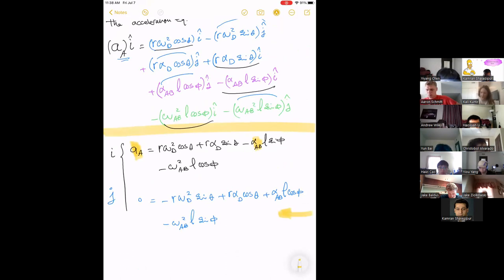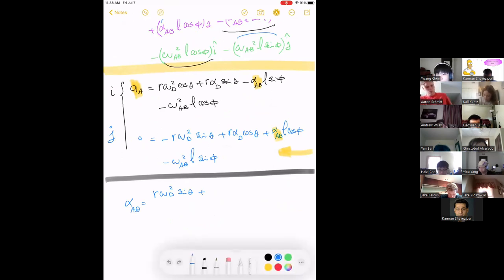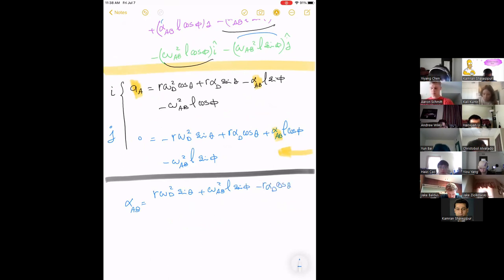If we look at the second equation, we have only alpha AB, so it might be easier to use this equation to solve, right? I'm going to use the second equation. Then you're going to get alpha AB is equal to R omega D squared sine theta plus omega AB squared L sine phi minus R alpha D cosine theta, divided by L cosine phi. I took this and this to the left hand side. These two become positive, this becomes negative, and then divided by this coefficient. So that's what we get.